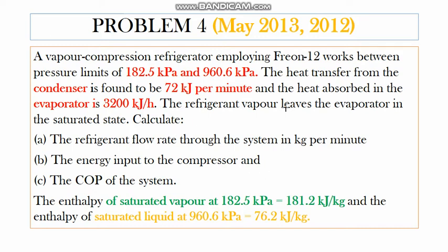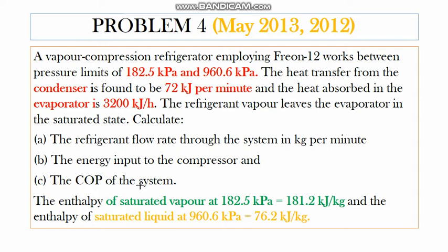Now, the refrigerant vapor leaves in a saturated state. We need to find the refrigerant flow rate, which should be in kg per minute. We can convert everything in terms of kg per minute, or kg per hour, based on your convenience. Next, energy input to the compressor. What is energy input to the compressor? It is the compressor where we give the external work. So the energy input here is mentioned as work input.